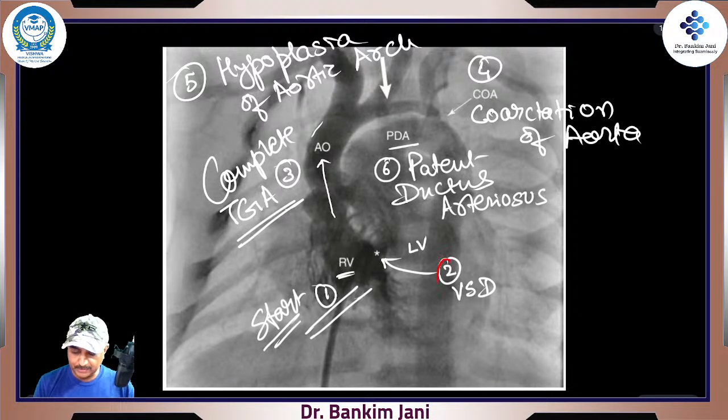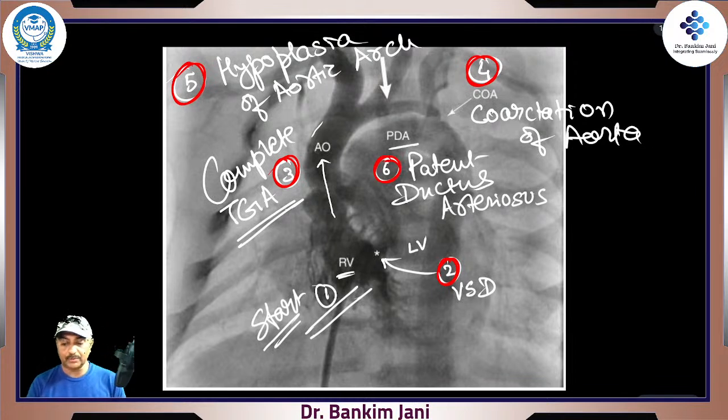So starting with, it was the ventricular septal defect, complete TGA, then we have got severe coarctation of aorta, narrowed, hypoplasia of aortic arch, and the patent ductus arteriosus. In fact, patent ductus arteriosus is a lifesaver, right? Otherwise this patient won't survive even for this angiography. Right? You got it? Achha.